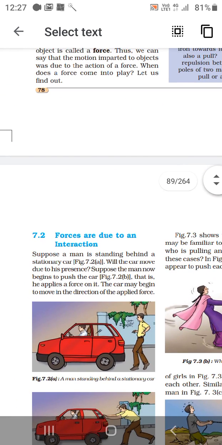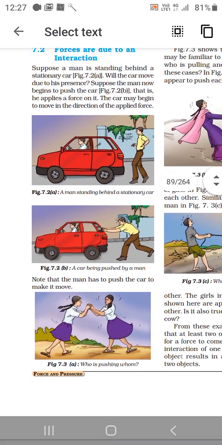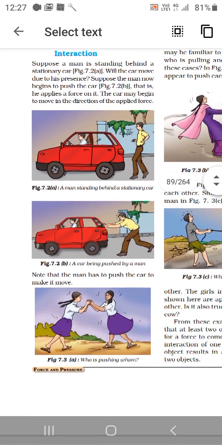There are different kinds of force. Forces due to an interaction. Suppose a man is standing behind a stationary car. Will the car move due to his presence? No. The man has to push the car. That is, he applies a force on it. The car may start to move in the direction of the applied force, which means in the direction in which he is applying force. Note, the man has to push the car to make it move.